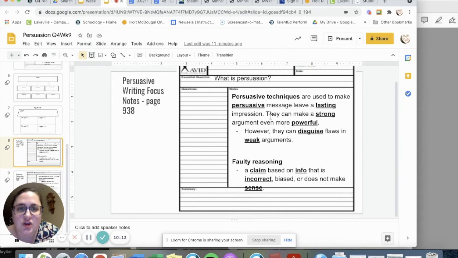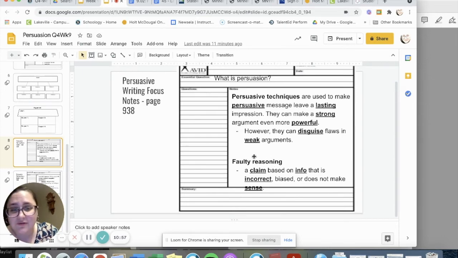Persuasive techniques are used to make persuasive messages leave a lasting impression, which means that it's going to stick with you for a long time. It's going to stick in your brain. You're going to feel it for a really long time, whatever message they're trying to give you. They can make a strong argument even more powerful. However, they can disguise flaws in weak arguments. How that works, why that happens, is because they could use certain techniques where the supports aren't actually supporting the claim.